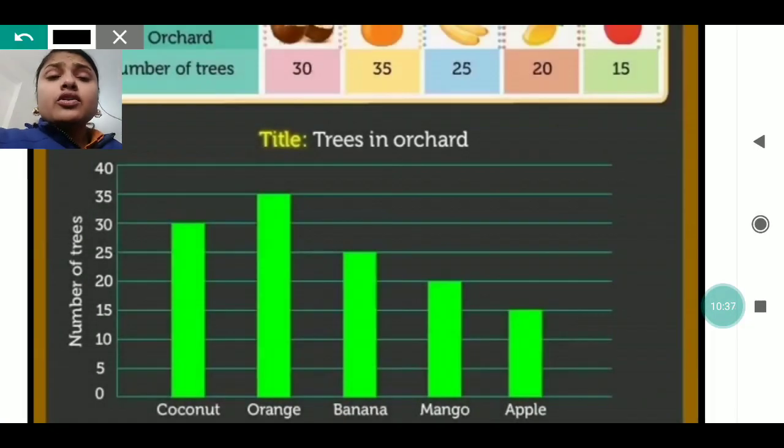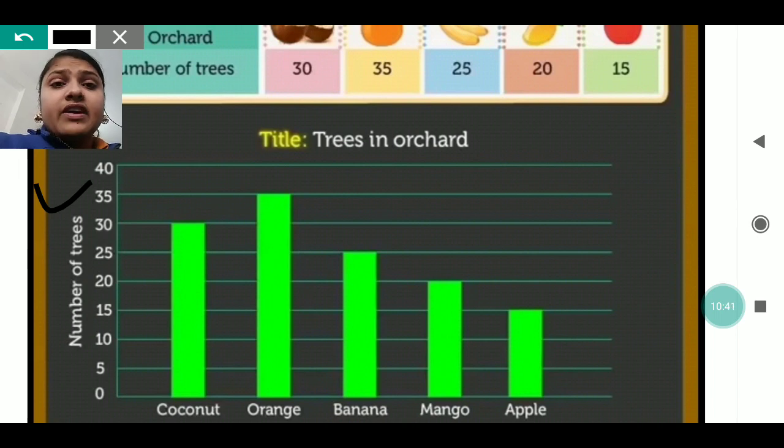Okay. So you can see to the right side we will write the numbers. We will take the difference of 5, because you can see the difference between the numbers is 5. That you have to see. The difference between them is 10, 15, 20, and accordingly you have to write the numbers.